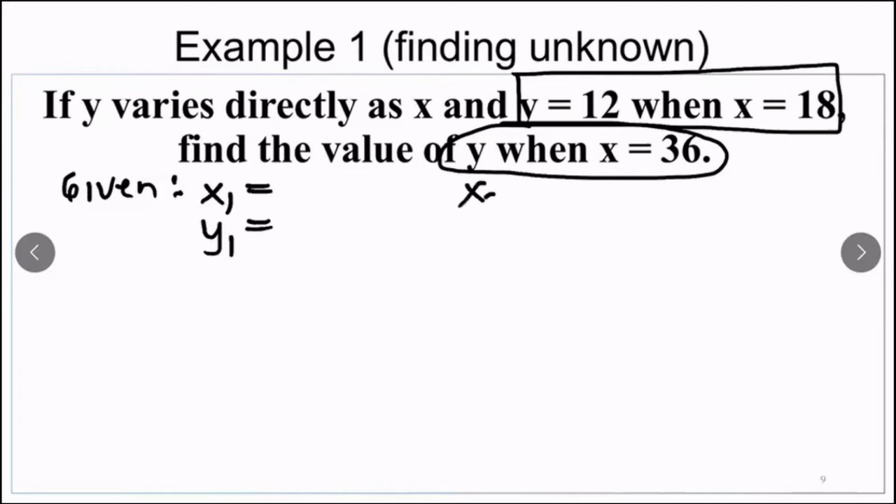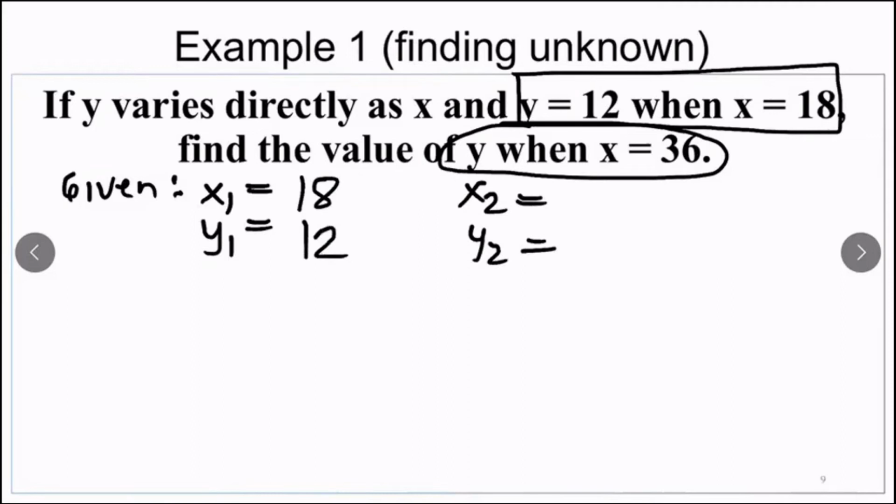And we have x sub 2, y sub 2. This is our second value of x and y. Always remember, kung sino po yung unang nabanggit, siya po yung x sub 1, y sub 1. So therefore, in this case, our x sub 1 is 18 and our y sub 1 is 12.